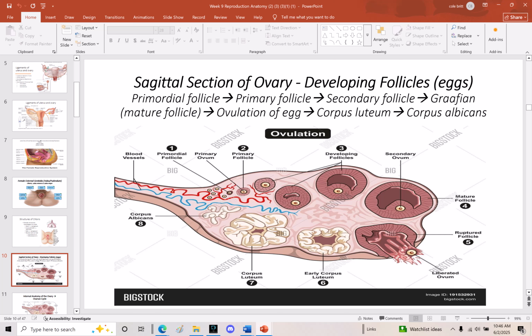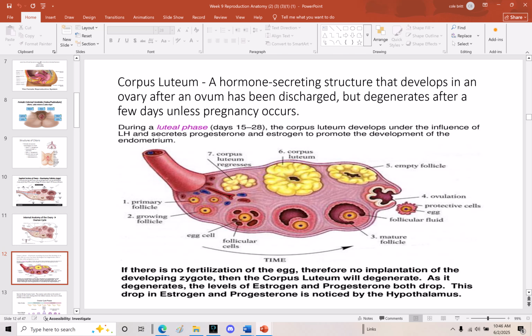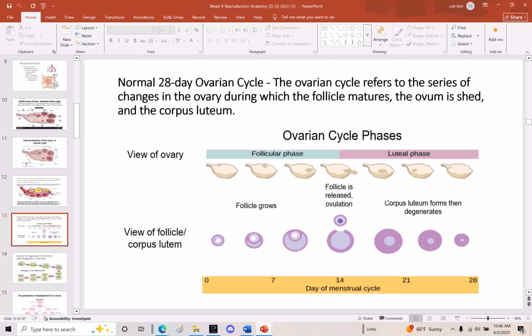And here's just another little picture of the same thing. And there's a nice little picture there of how the corpus luteum is formed and then eventually disintegrates into pregnancy. Okay, ovarian cycle. So the follicle grows, then the follicle is released, and then it begins to form into corpus luteum. So here are the dates.